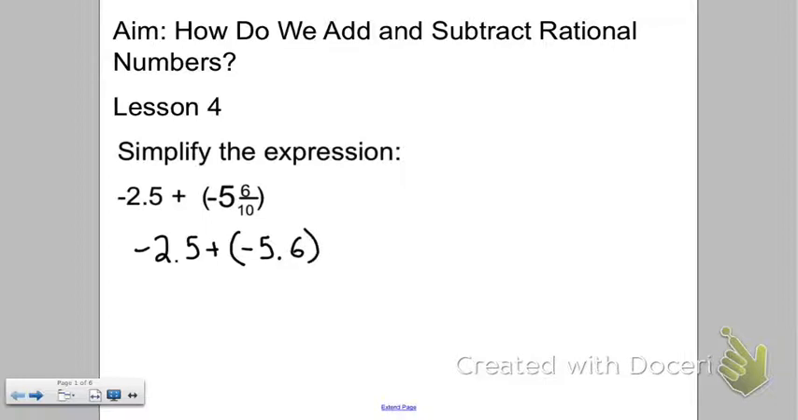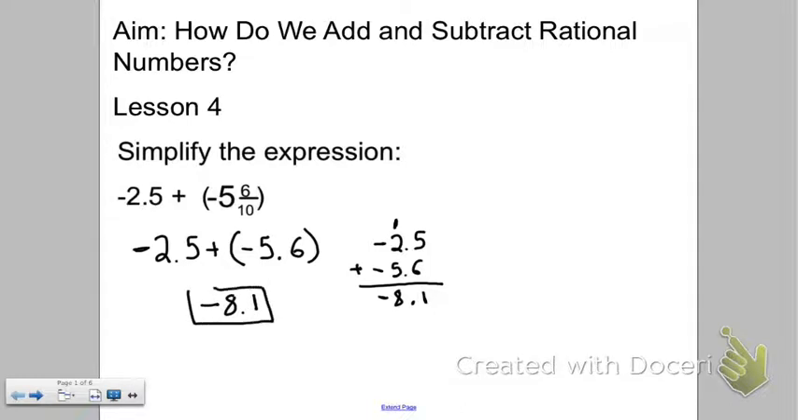I'm going to add up my two numbers. Since they are both negative, I can just add them up and make my answer negative. So I have negative 2.5 plus negative 5.6. 6 plus 5 is 11. Carry the 1. 2 plus 1 is 3. Plus 5 is 8. Keep the negative. So I get my answer as negative 8.1.